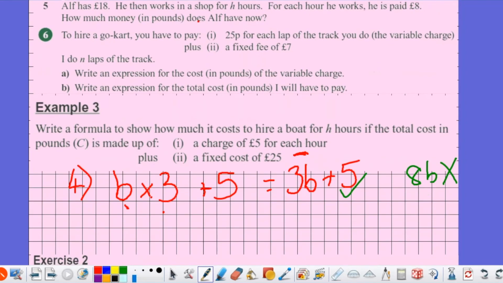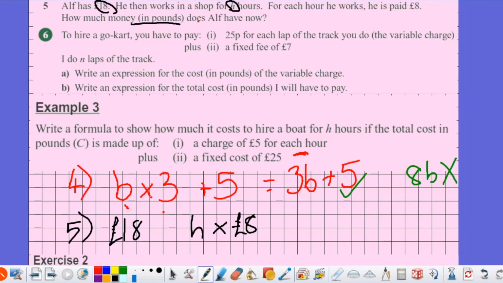Question 5. Alf has £18. So he starts with £18. He works in a shop for H hours. So we've taken the H, we've taken the £18. For each hour he works, he gets paid £8. So if he works 1 hour, he gets paid £8. If he works 10 hours, he'll get paid £80. Okay, so how much money in pounds does Alf have now?